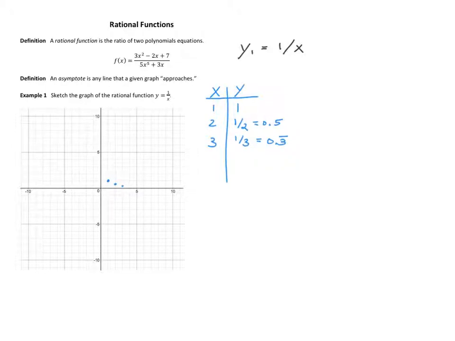And I see what's happening. As we're moving this way, the graph gets closer and closer to the x-axis, which is y equals 0.